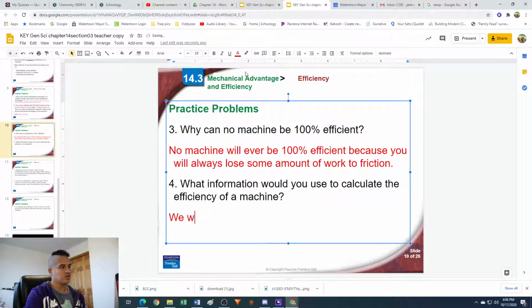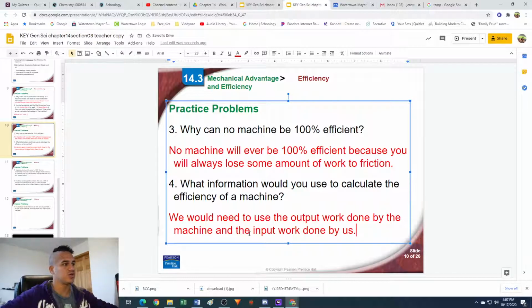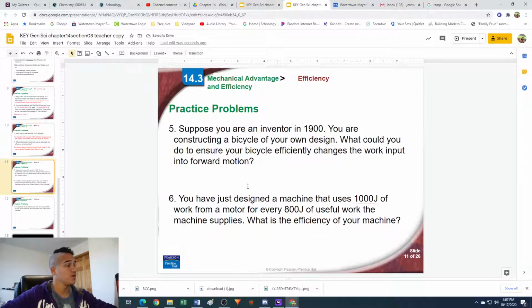So what information would we use to calculate the efficiency of a machine? We would need to use the output work done by the machine and the input work done by us. Okay, those are the 2 things that we will need in order to calculate efficiency. All right, number 5, it says, suppose you are an inventor in 1900. You are constructing a bicycle of your own design.